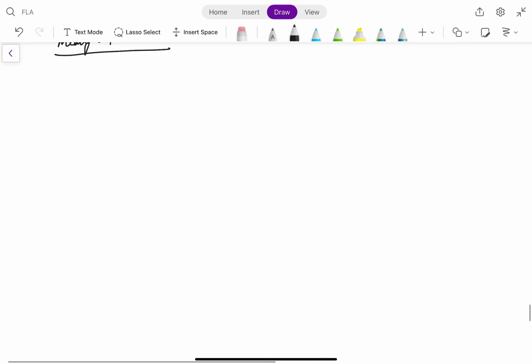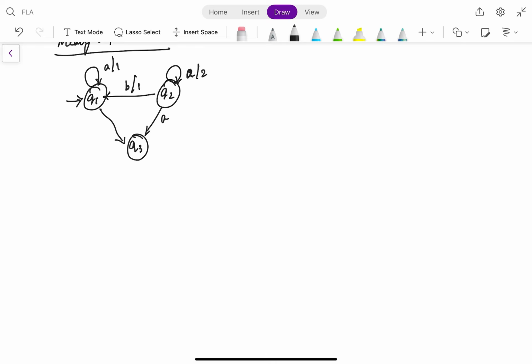So the given machine has states 1, 2, 3. A is the transition, 2 is your output. A is the transition, 1 is your output. B is the transition, 1 is output. Okay, this is your Mealy machine.